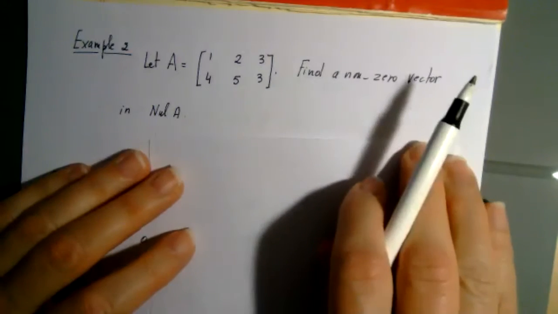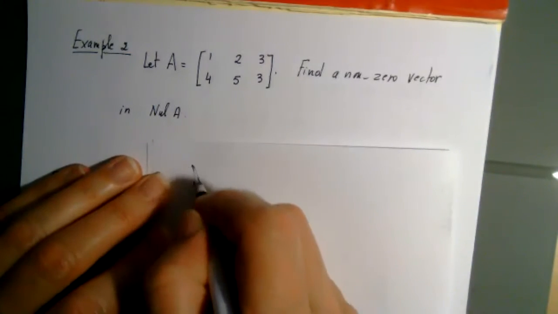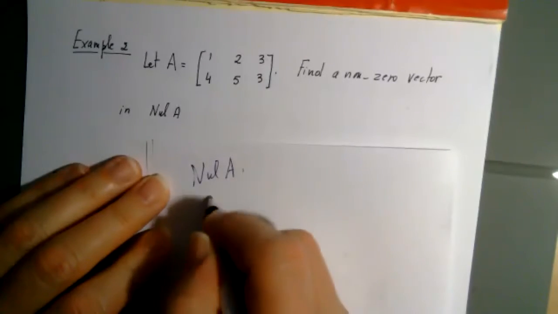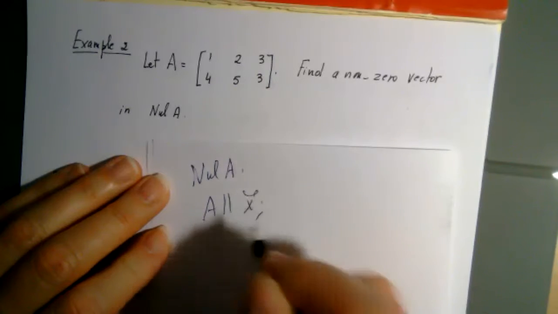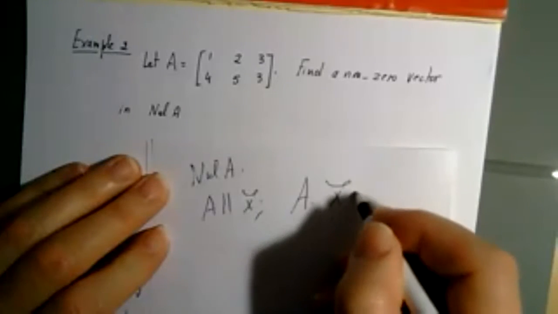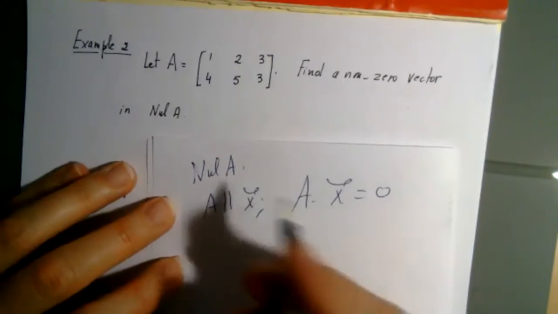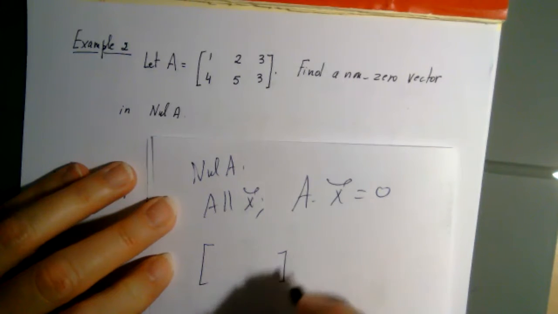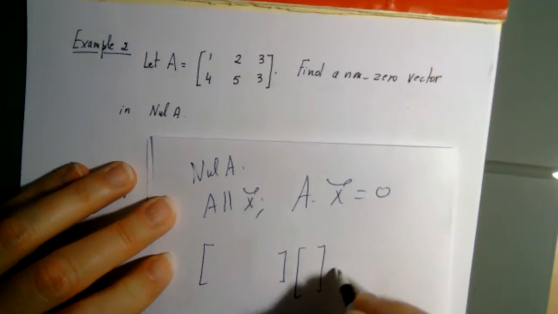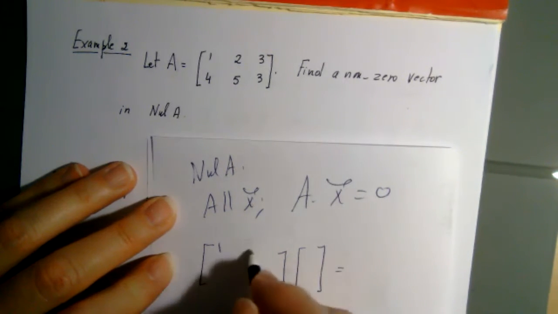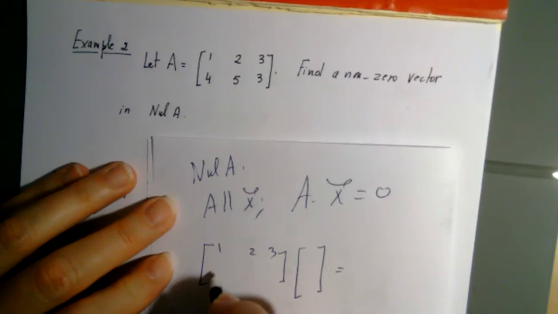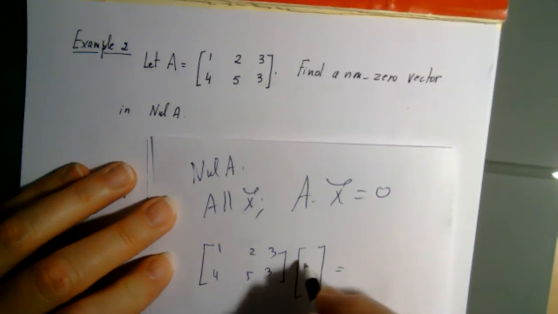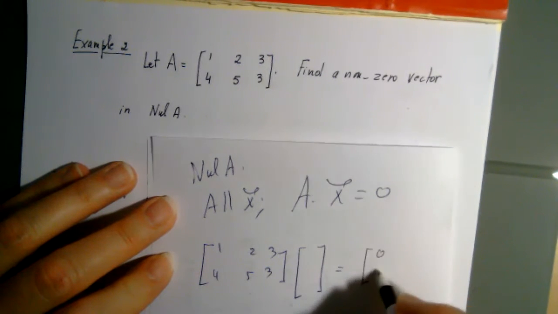What am I asking you now? Remember, the null space is all the x's such that Ax equals 0. So in my particular case, it means I'm going to ask for all x's such that this one equals 0.